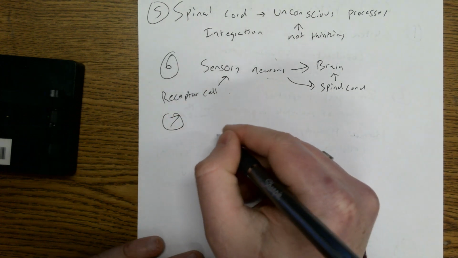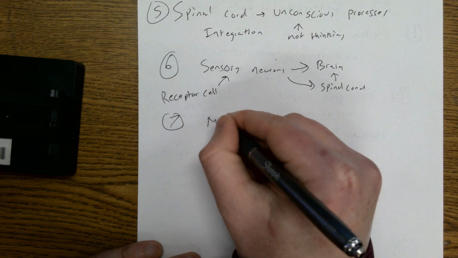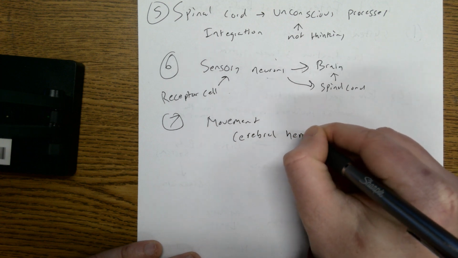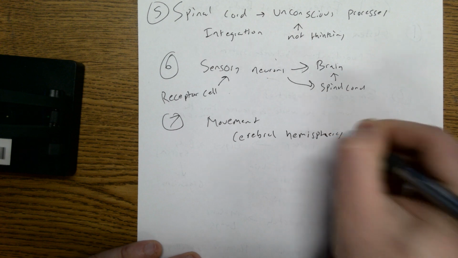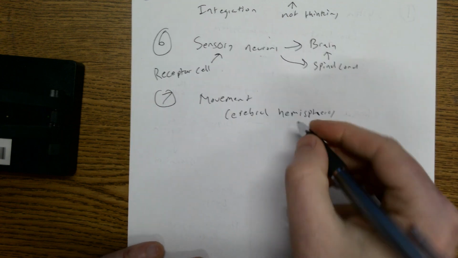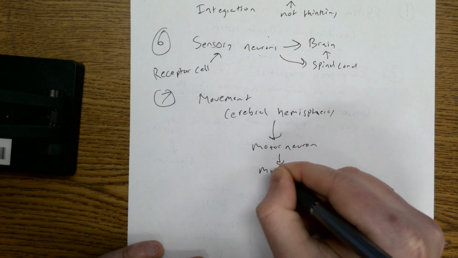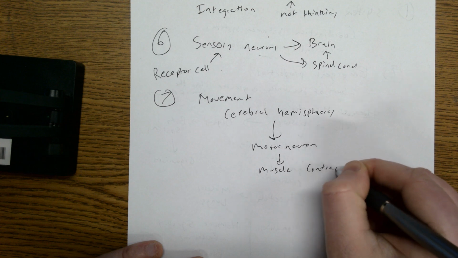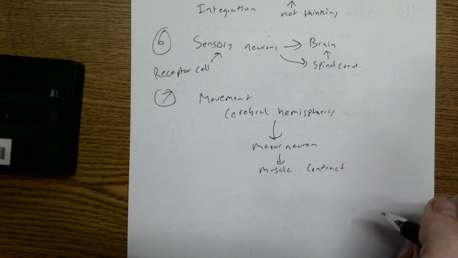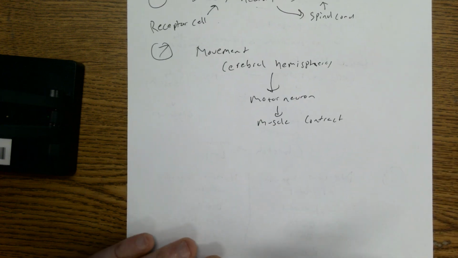Now, standard 7 is all about your cerebral hemispheres. So how do we make movement happen? Movement is controlled by the cerebral hemispheres. These are like the outer parts of your brain, your left and your right side, and they're inversely controlled. Your cerebral hemisphere sends a signal through your motor neuron, and then that motor neuron sends a signal to the muscle and tells it to contract. So this is how movement is initiated.